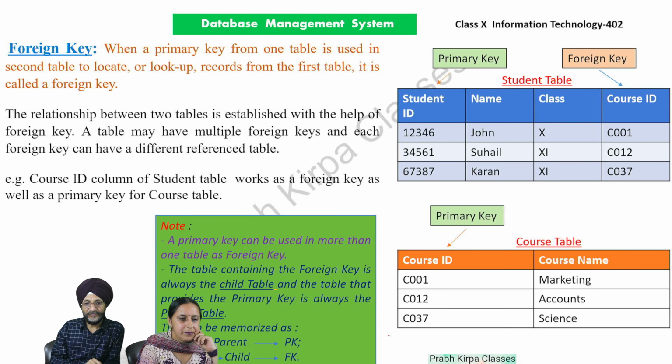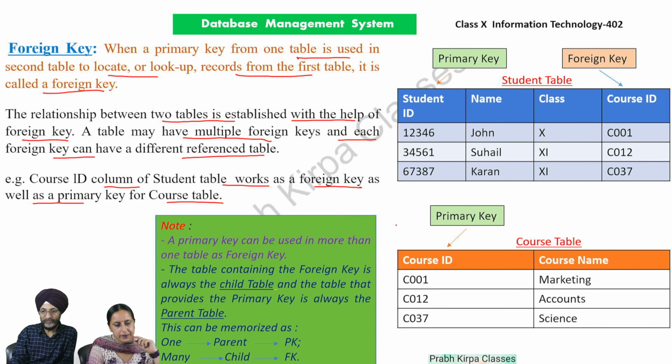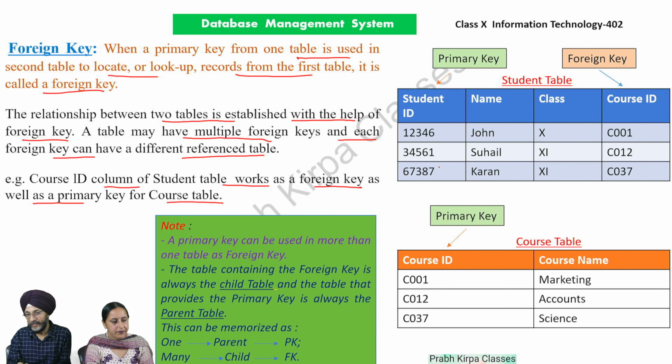Next, foreign key. When a primary key from one table is used in a second table to locate or look up records from the first table, it is called a foreign key. The relationship between two tables is established with the help of a foreign key. A table may have multiple foreign keys and each foreign key can have a different referenced table. For example, the course ID column of the student table works as a foreign key as well as a primary key for the course table. Here you can see two tables, the student table and the course table.